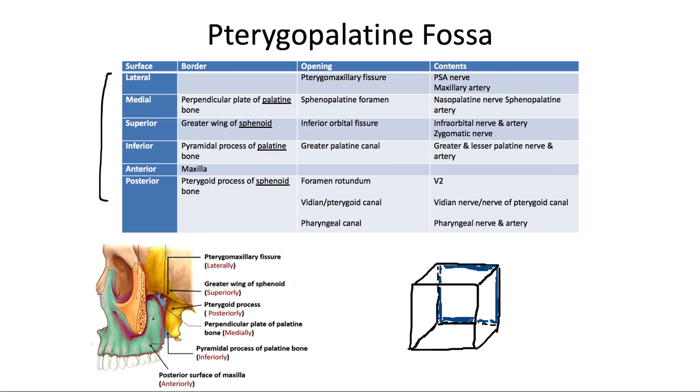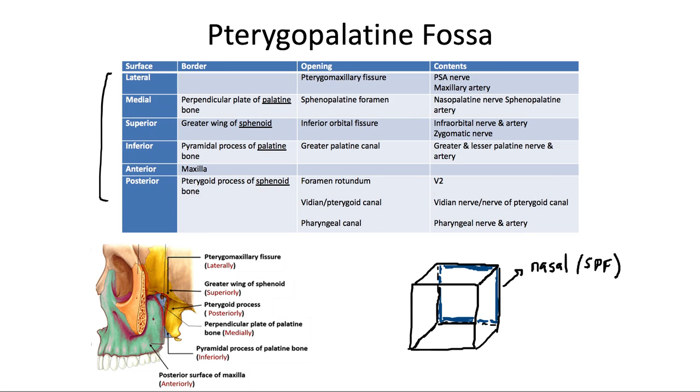This surface has one opening, the sphenopalatine foramen. The sphenopalatine foramen opens up towards the back. It's actually this little hole right here that you can barely see. And the sphenopalatine foramen is the opening into the nasal cavity. And into the nasal cavity travels the nasopalatine nerve as well as the sphenopalatine artery.